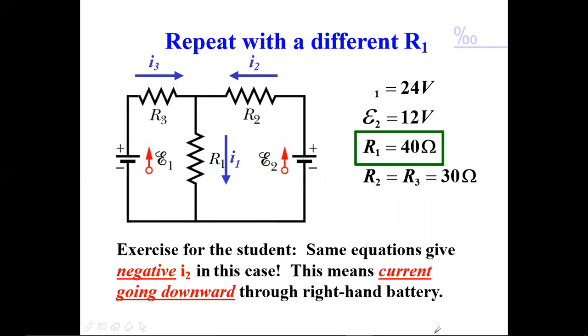means exercise for the student. The same equations give a negative I2 in this case. This means the current is going downward through the right hand battery. Right? Try to do it at your side.